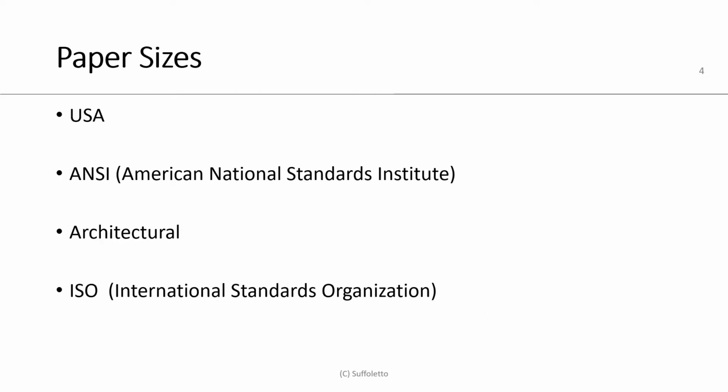There's four ways of specifying paper sizes. There's the common familiar US system. Then we have ANSI, American National Standards Institute. Then there's architectural, and then finally there's ISO, which is the International Standards Organization. Let's take a brief look at all four of these.